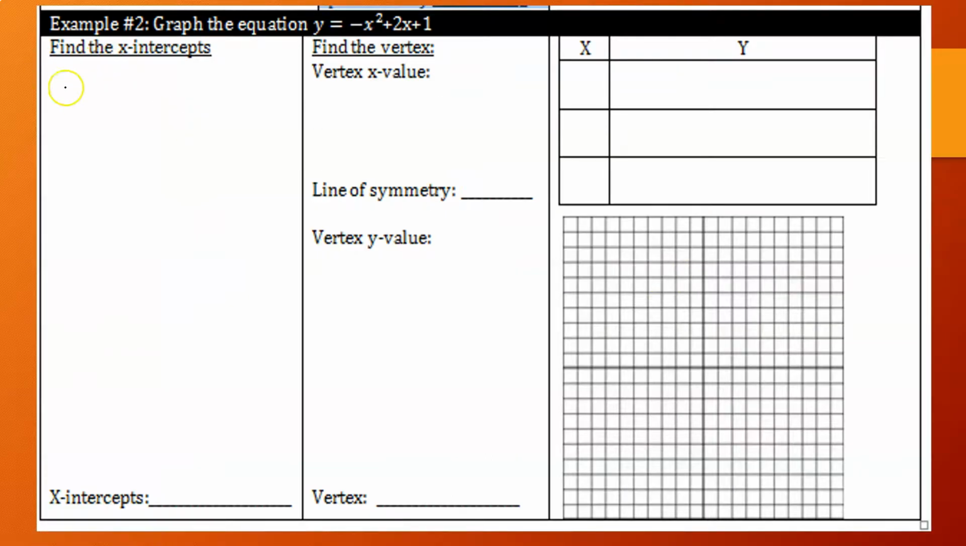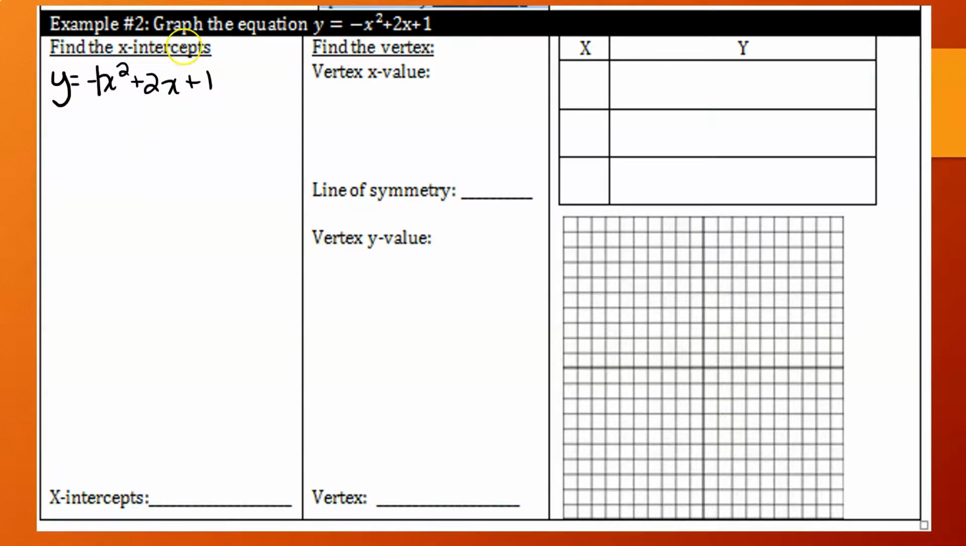Let's try another one. Let's take a look at our equation: y equals negative x squared plus 2x plus 1. You decide, is this in standard form? Yes or no? Yes, you should have said this is in standard form. It's got the y first, equal to some number with an x squared, there's an invisible 1 there, plus some number with an x, plus a constant.